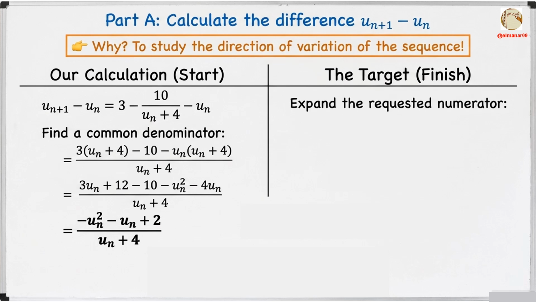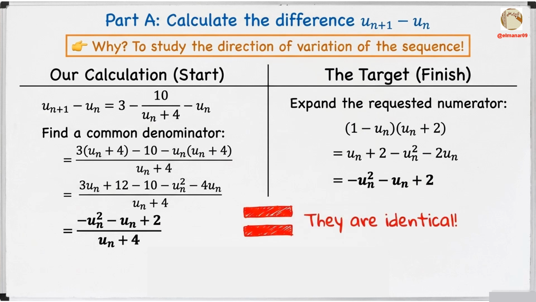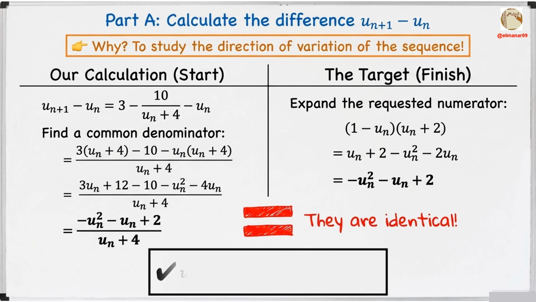Now, look at the target on the right. If we expand (1 minus u sub n) times (u sub n plus 2), we get u sub n plus 2 minus u sub n squared minus 2u sub n, which is exactly negative u sub n squared minus u sub n plus 2. They are identical. We have successfully transformed a messy difference into a clean, factored form. This is algebra at its finest.